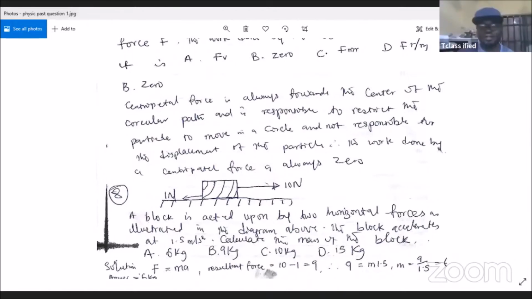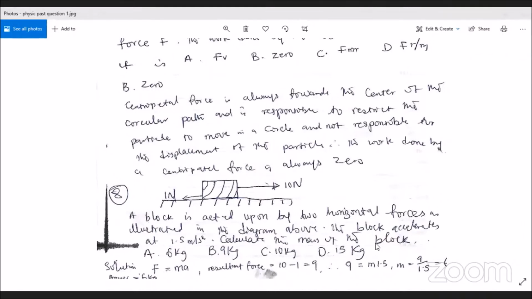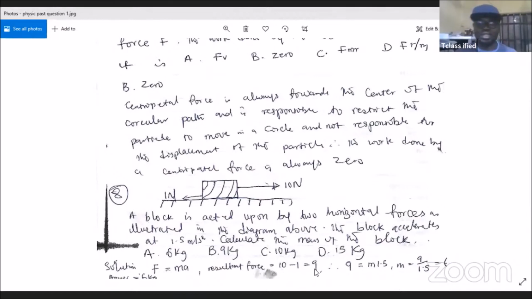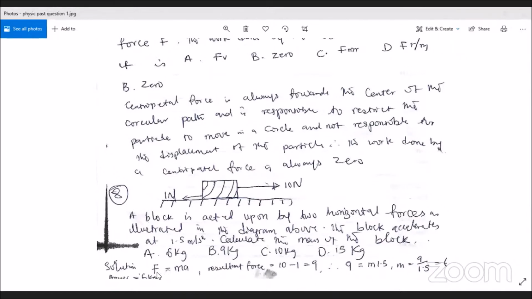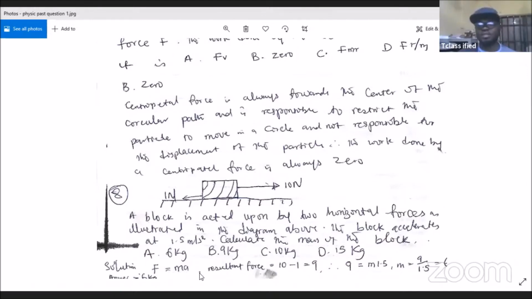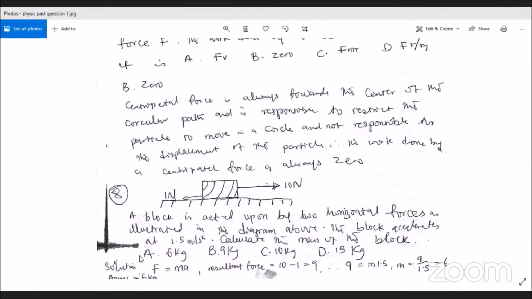And I told you that whenever two forces like that are acting, then you need to get the resultant force, isn't it? And the resultant becomes the main force minus the frictional force, which is 9. Good, and we all know that F is equal to MA. So we simply make M the subject of the formula. F here is 9 all over A, 1.5. 9 divided by 1.5 is 6. That makes option A the answer. Are we clear on that? Yes, sir. Okay, so let's move on.